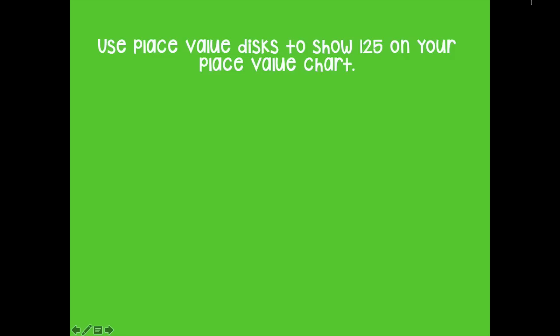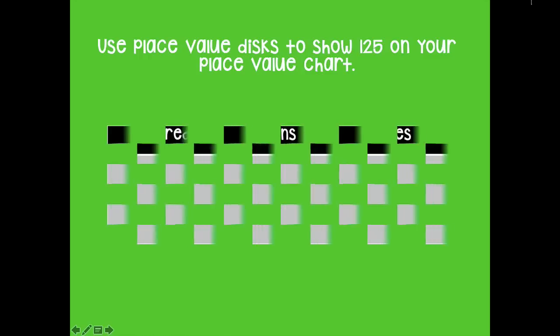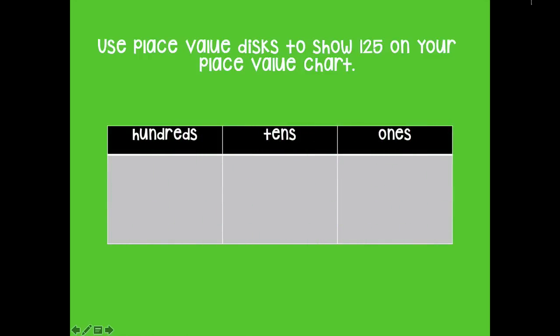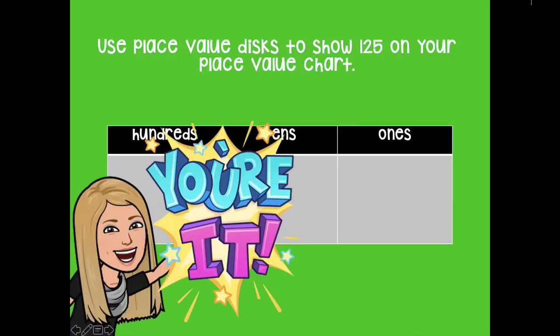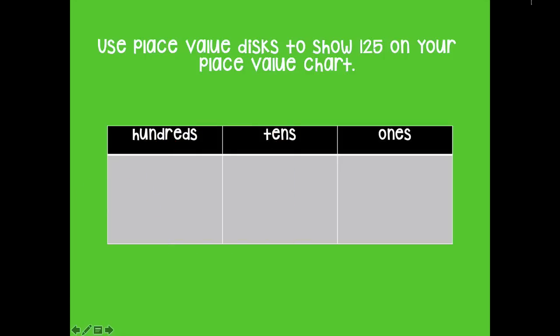So use the place value discs to show 125 on your place value chart. So here we have hundreds, tens, and ones. So use your place value disc to show 125. So pause the video and then click play when you're ready for the next step. All right, friends, here's how I did that. 1 hundred, 2 tens, and 5 ones.